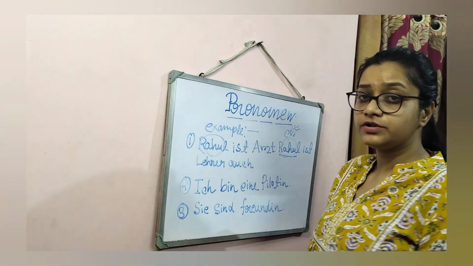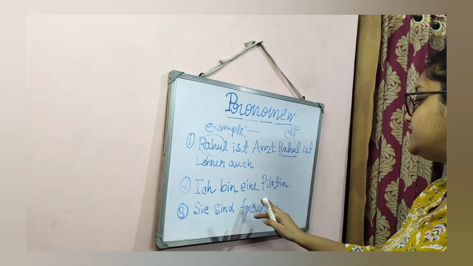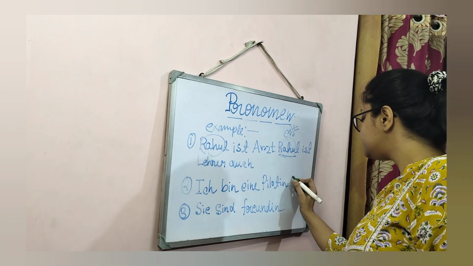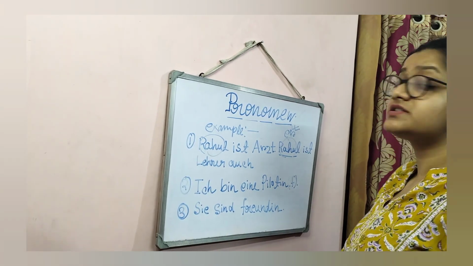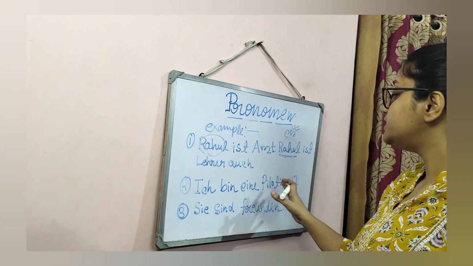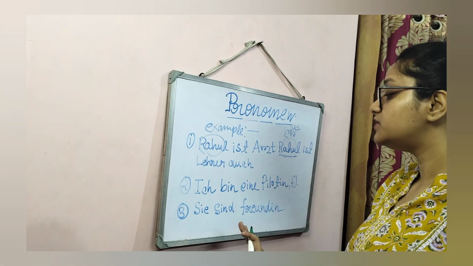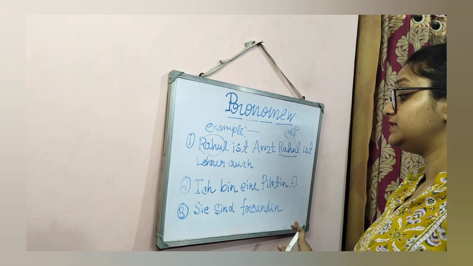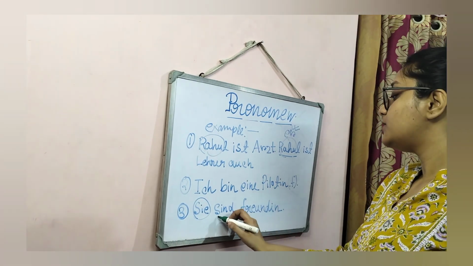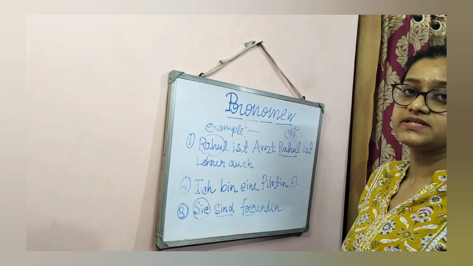Okay, let me show you two more examples. The second one is: ich bin eine Pilotin, meaning I am a pilot, the female form, because the German language is gender specific, so that's why here we are using the female form. The third one is: sie sind Freundinnen. Here sie is they and sind is the conjugation: sie sind Freundinnen, they are friends.